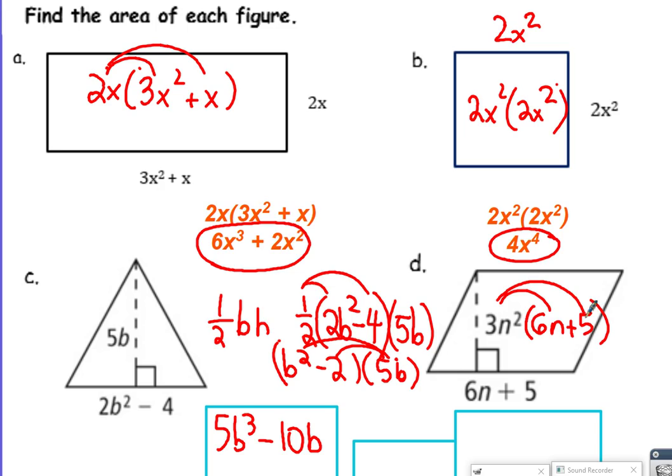So 3 times 6 is 18. N squared times n is n cubed. 3n squared times 5 is 15n squared.